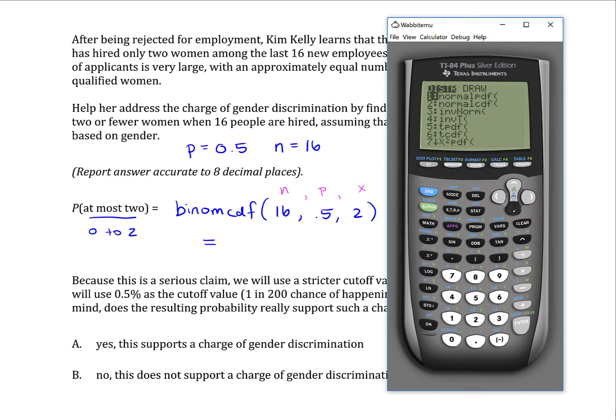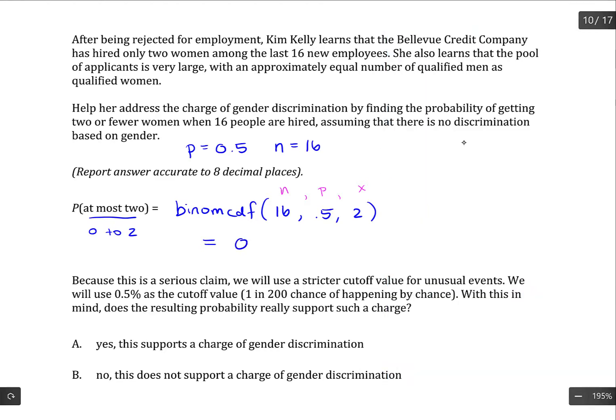So we go to distributions and choose Binomial CDF, and 16, 0.5, and 2. So 0.0021. So what that means is there's about a 0.2% chance that there's no gender discrimination. So that's pretty small chance.